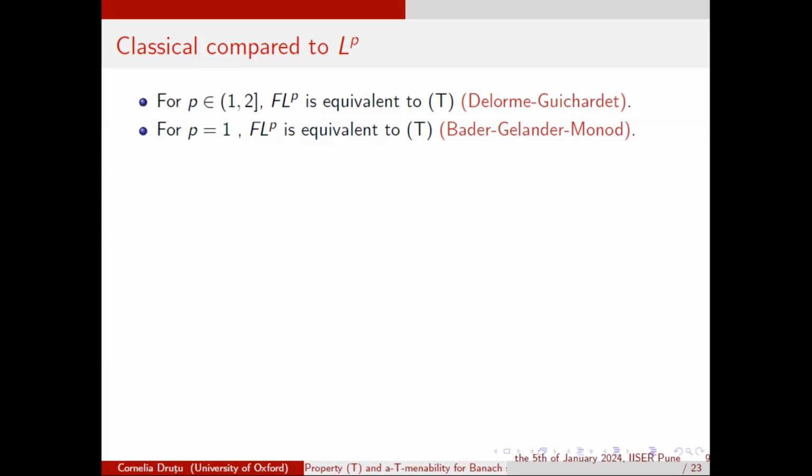For p equal to 1, L^1 is not uniformly convex, and a priori you'd say that the fixed point property is weaker. So in order to show that it is exactly the same, there is something else to do. There is a strategy, and that was done by Bader-Gelander and Monod. In any case, for any p, FL^p implies T. And for p large enough, it is proved that it is strictly stronger than property T.